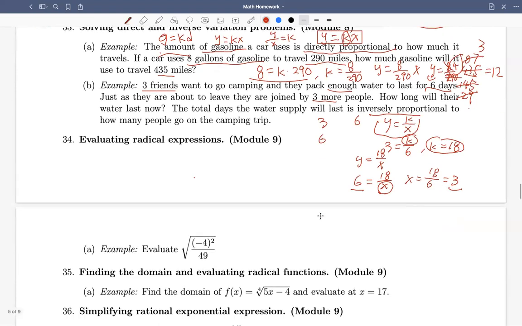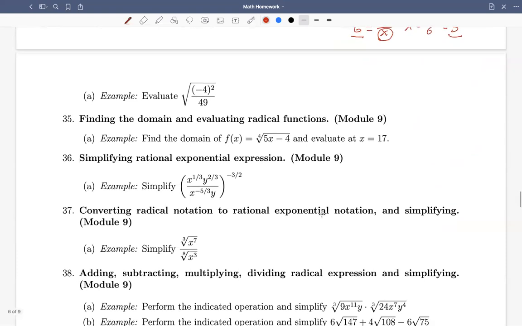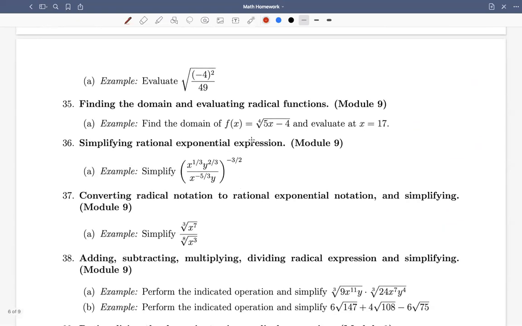Right, now let's see 34. We want to evaluate this. We have a square root. And the trick in here is this -4. Because we know square cancels the square root. But because the inside of a radical sign has to be positive, we need to evaluate -4 squared first. -4 squared is 16, positive 16, which is also 4 squared.